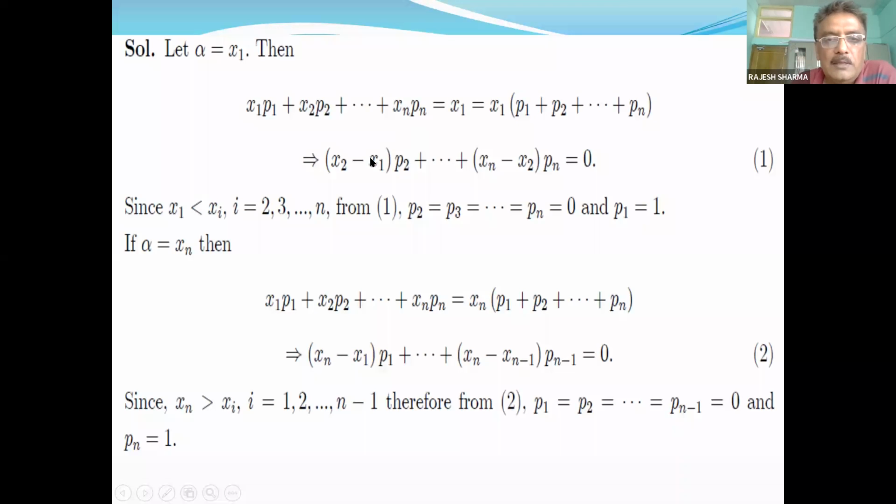If all are equal, then we have done, because these are 0 and P1 is 1. If two are different, then we can write in this form. So the point is that here we get positive. And since P1, P2, Pn are all non-negative, therefore this sum equal to 0 gives P2, P3, Pn equal to 0. Is this clear? Yes, for more clarity, we can mention that all xi's are distinct.